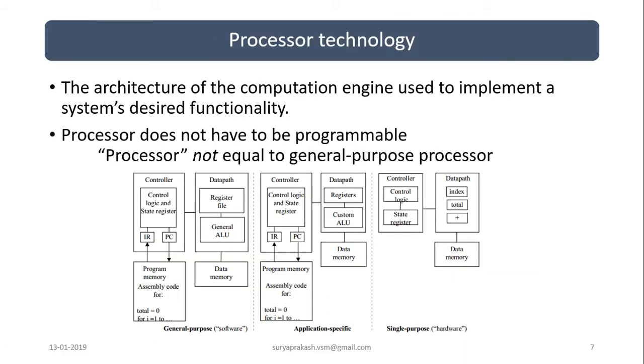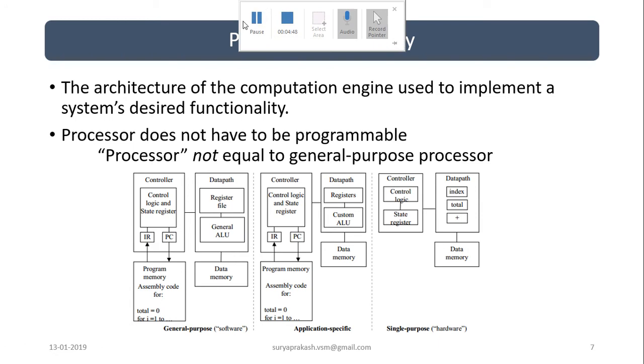Now, processor technology is the architecture of the computation engine used to implement the system's desired functionality. The processor does not have to be programmable; processor is not equal to general purpose processor. We are classifying processors into three major groups: general purpose, application specific, and single purpose. We will see these elaborately in the next presentation.